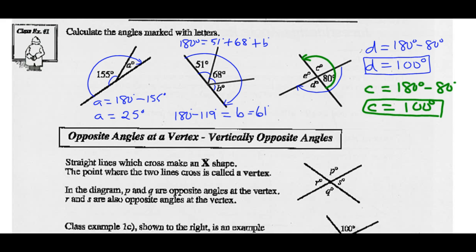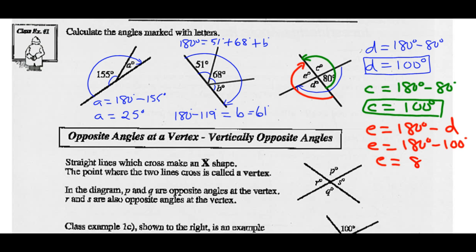And I know that it doesn't matter which line I use. I could say along this line is 180. So angle E should be 180 minus angle D. We just figured out angle D is 100 degrees, so angle E is 80 degrees. All right, so we've got all the angle measures there.